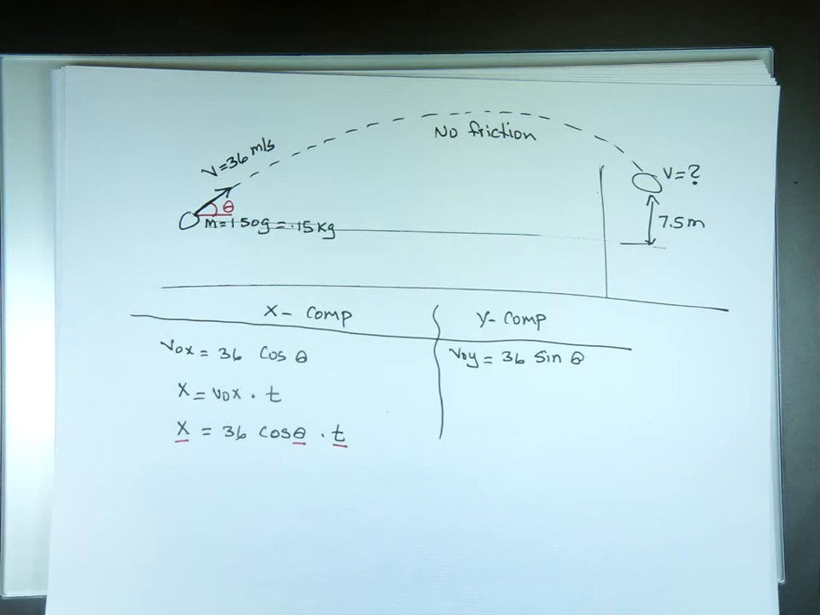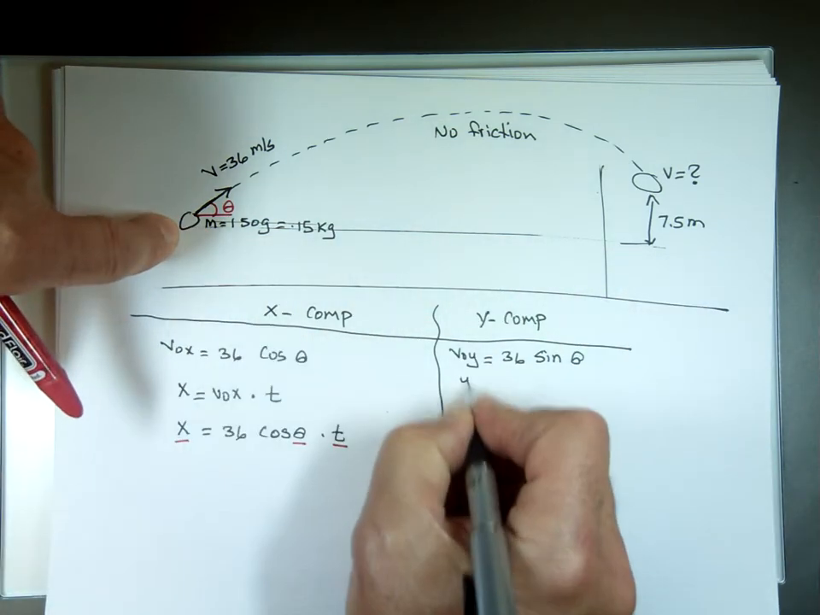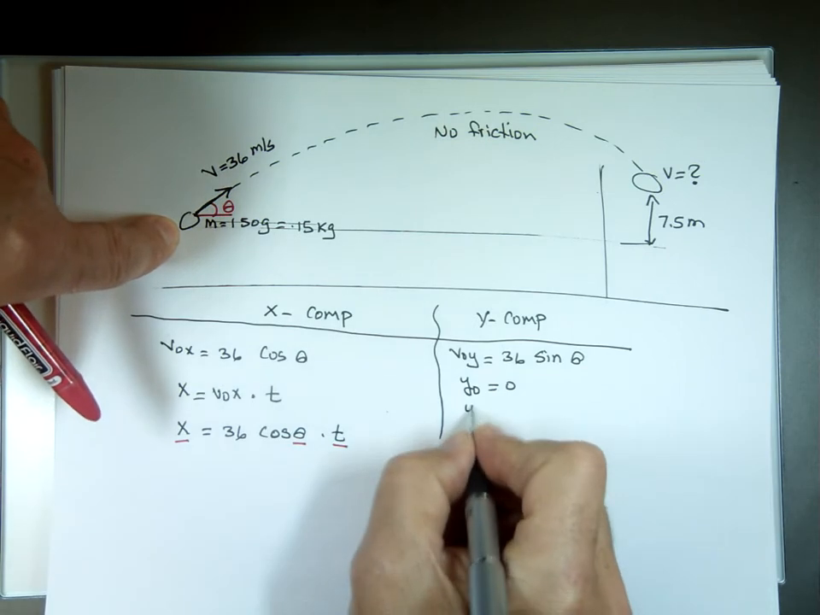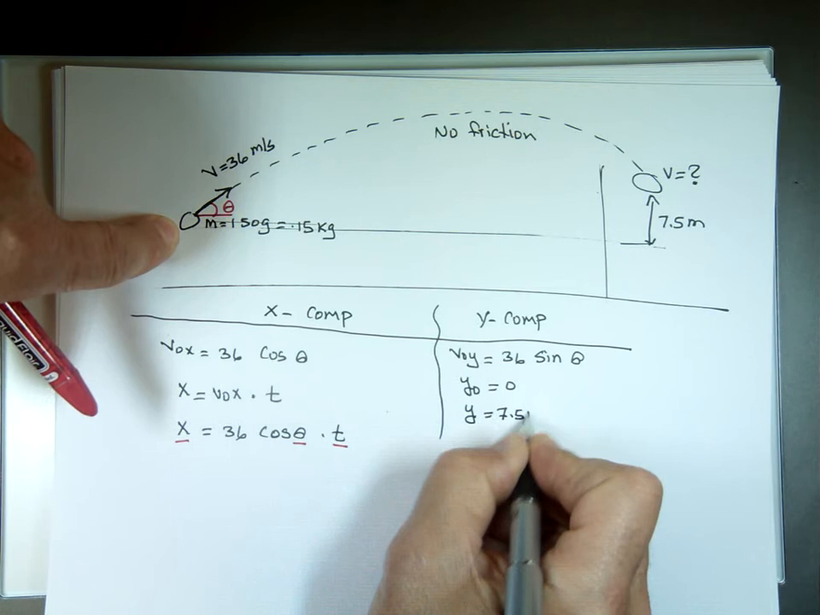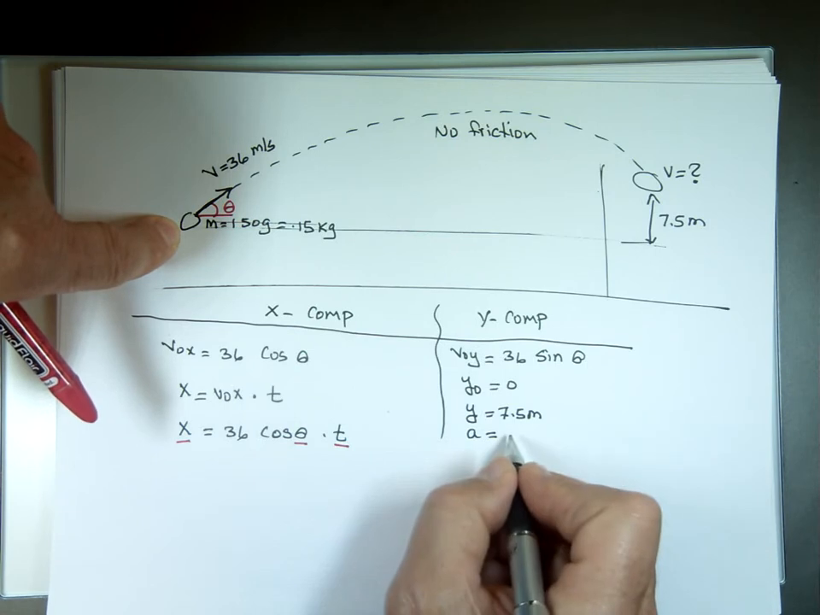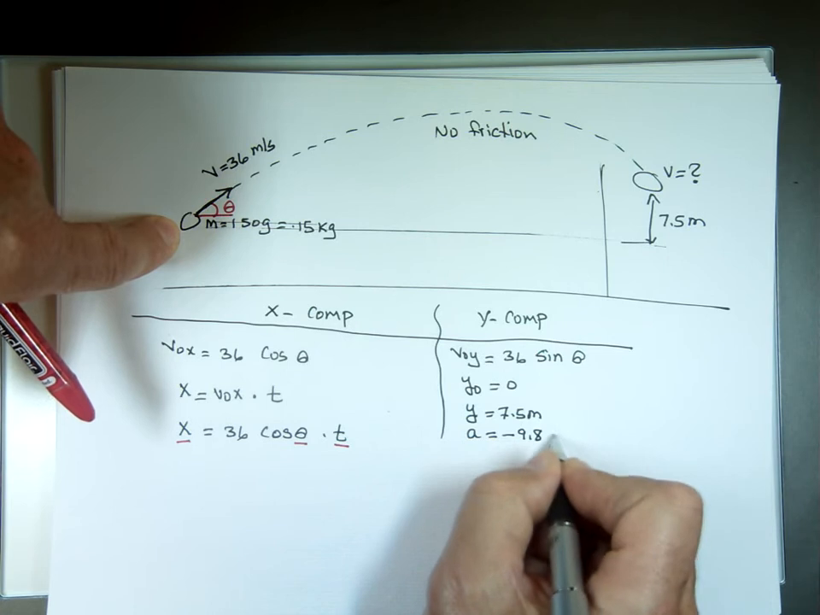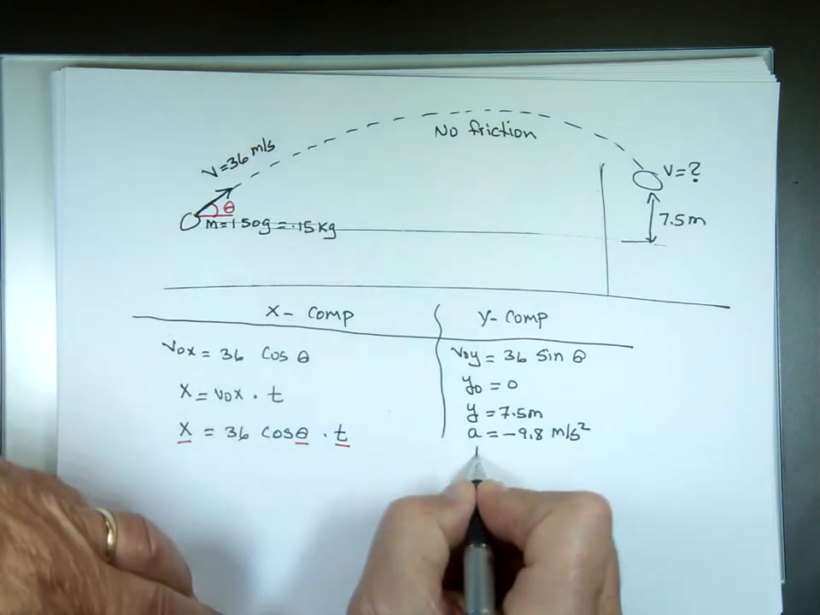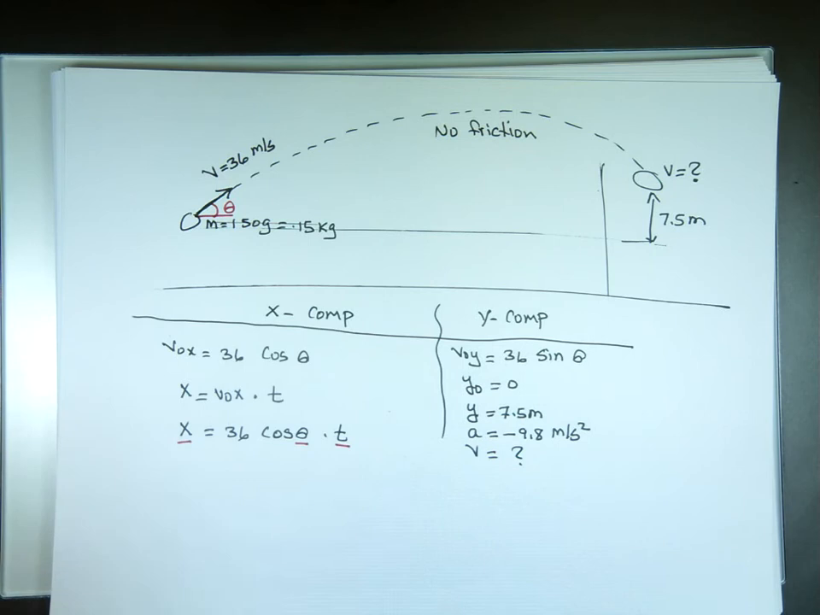Well, let's look at the Y direction. I know the initial height. If I use this as the initial height, that's 0. I know the final height where the person caught the ball, which is 7.5. I know the acceleration, which is what? Negative 9.8 meters per second squared, right? And I'm looking for the final velocity. I'm almost there. If I gave you one more, if I gave you theta, I could have done it, by the way. But I didn't give you theta in this example. I might go back and give you theta and show you what that number is.